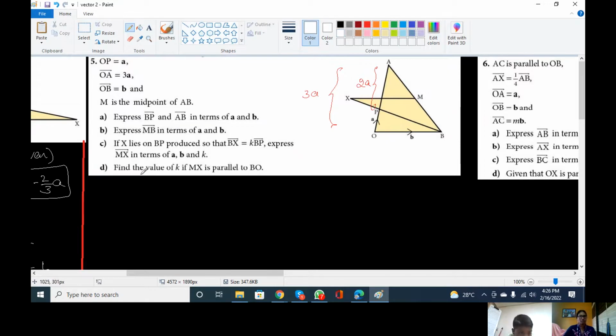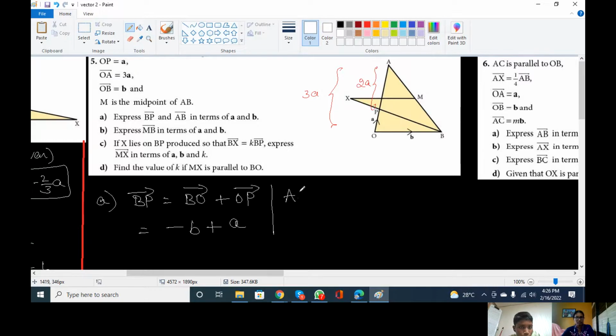Let's find out for BP. Vector BP, B to the P. B to the P is here. So we can write BO plus OP. What is BO? It's a negative B. And OP, same direction, A. That's it. Next, in this only we have one more question.